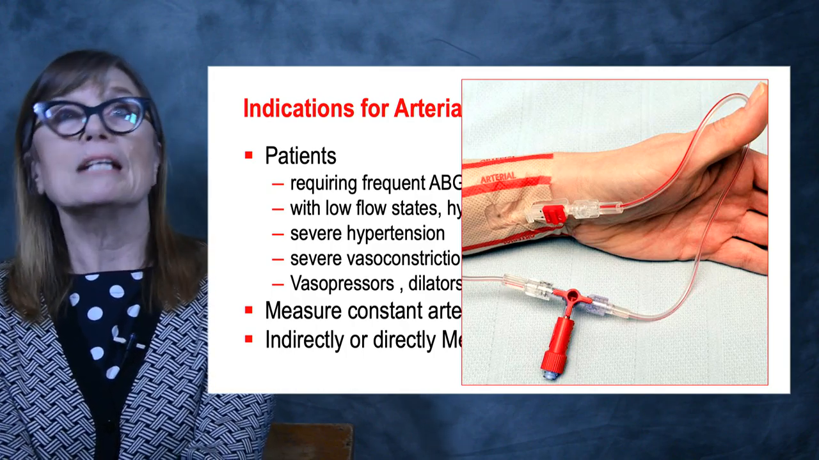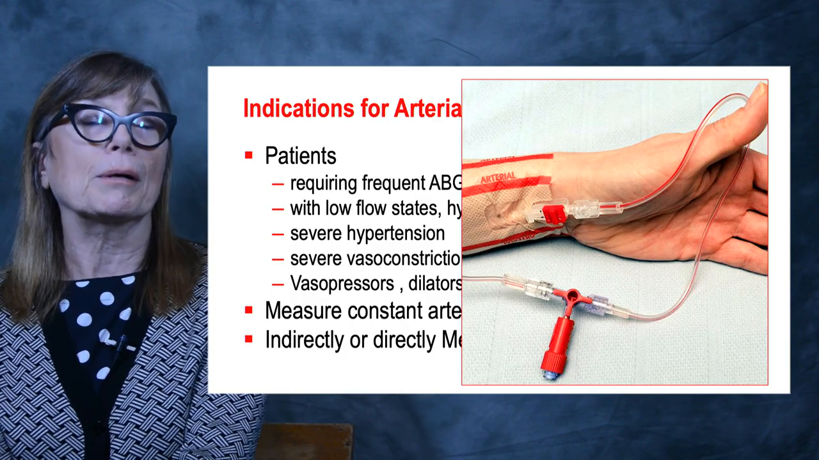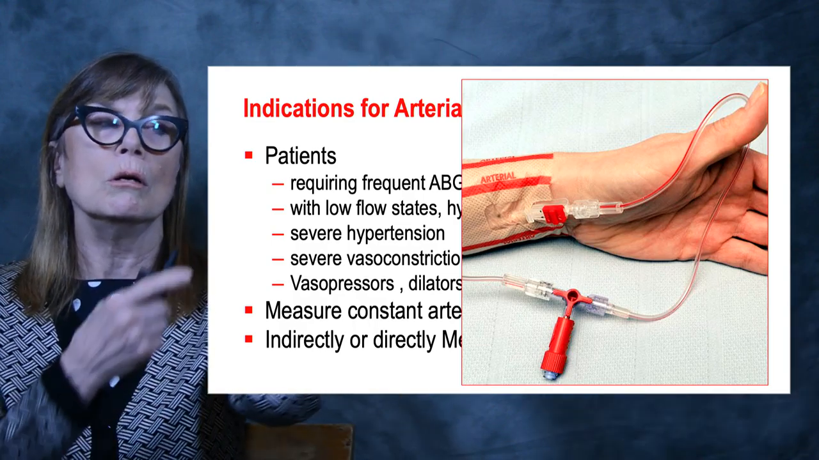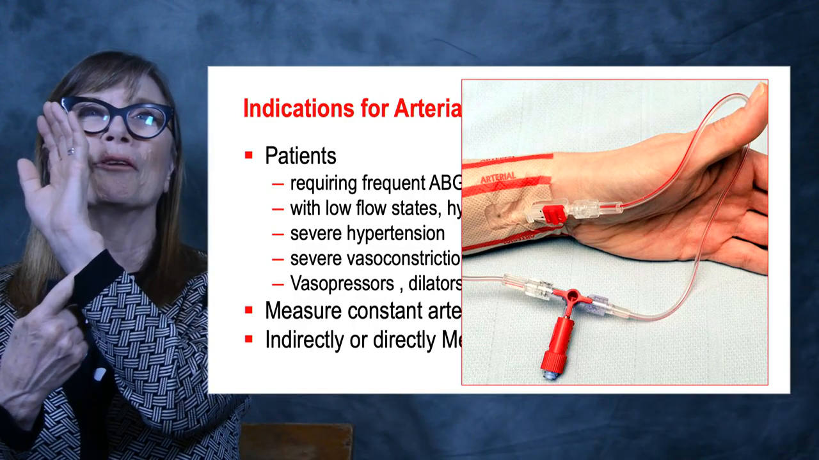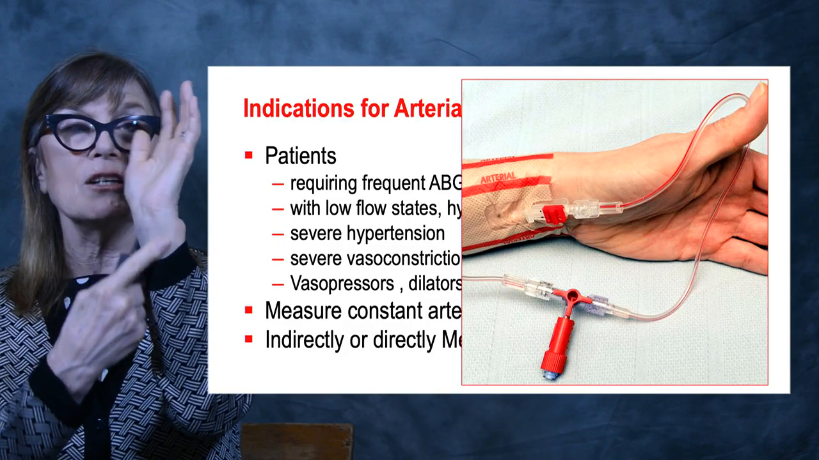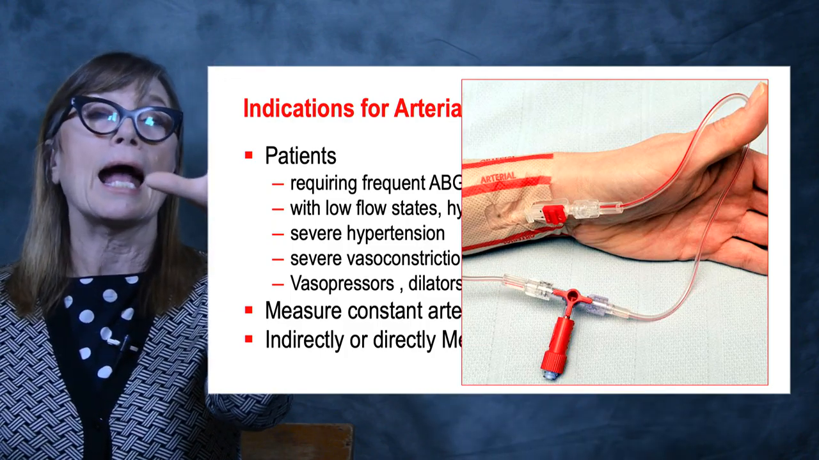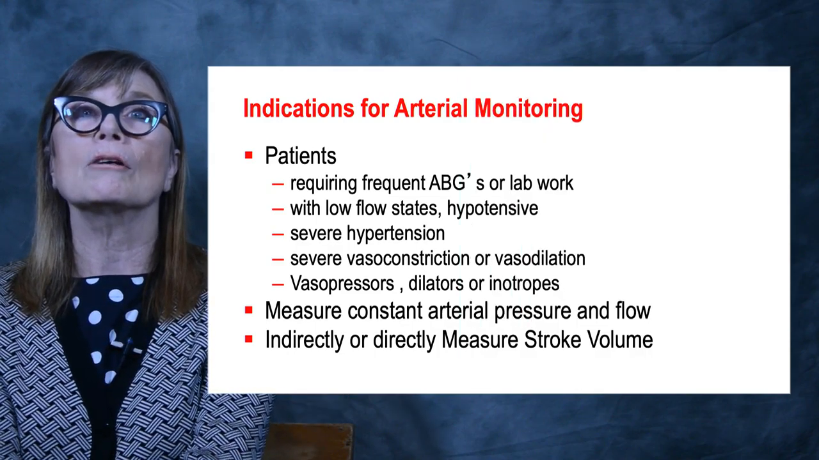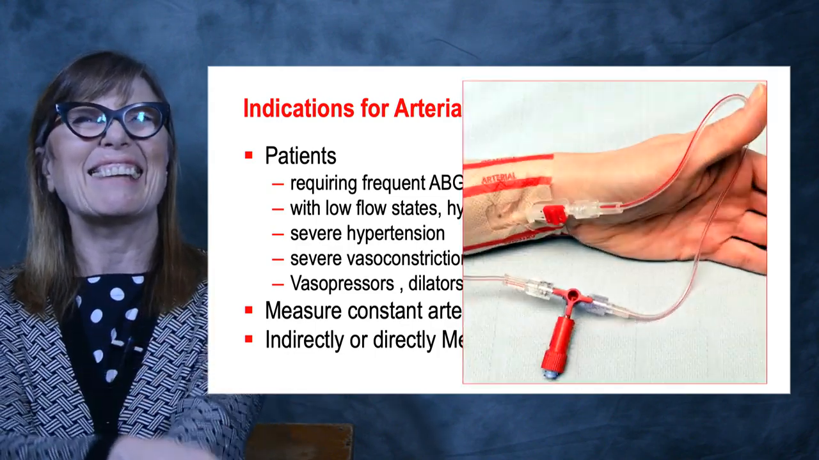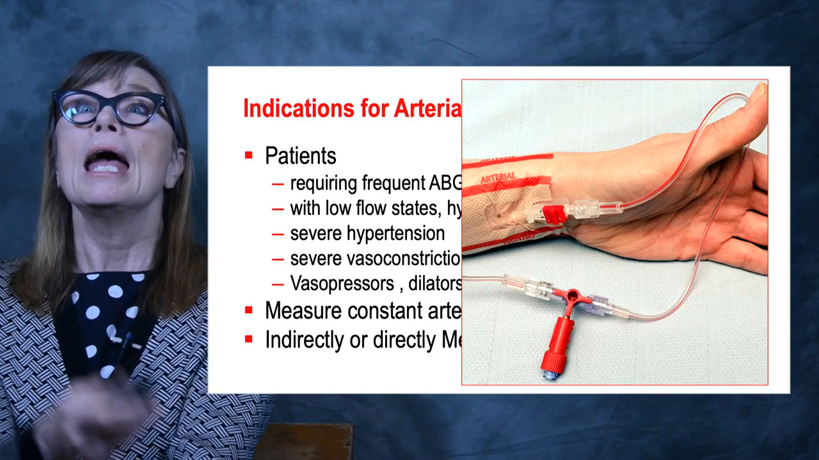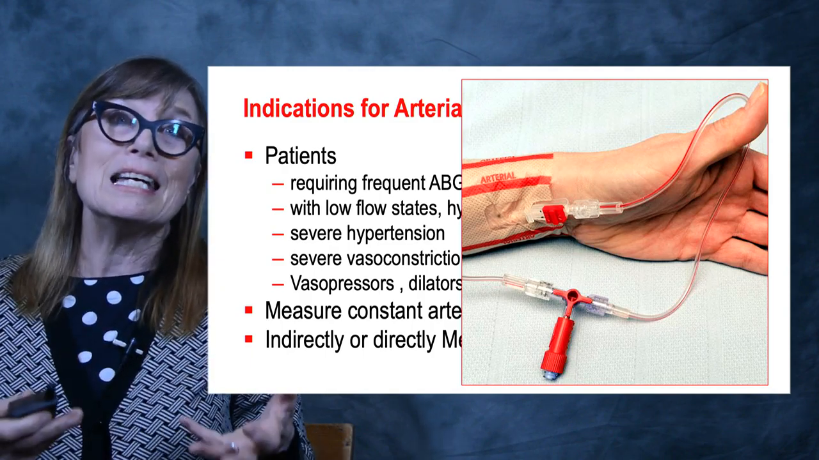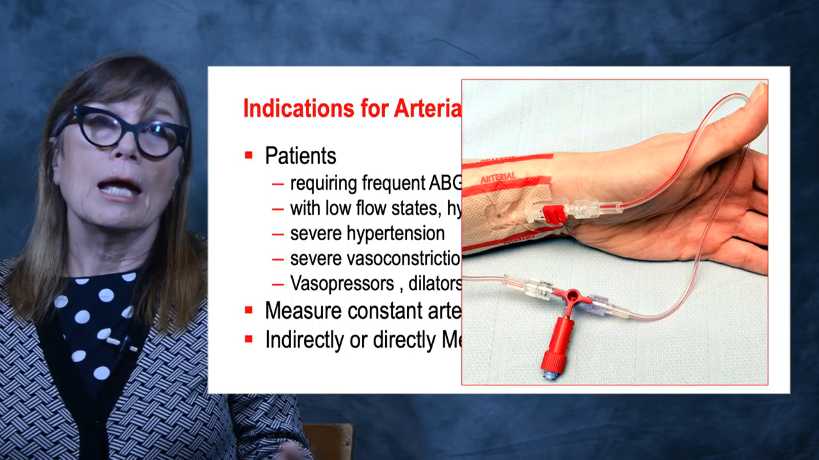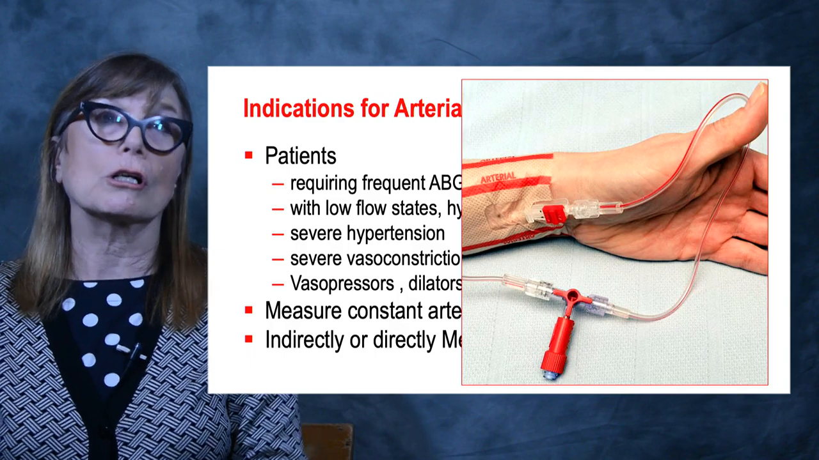So this is what basically our A-line looks like. It's typically placed in the radial artery after some testing has been done to make sure that the other artery, the ulnar artery, which is the one that is on the pinky side, can actually perfuse the hand. That's called the Allen test. And what we want to remind ourselves about when we place that A-line is that that arterial catheter is residing in an artery, and that the potential, if there was a disconnection, is that our patient could bleed to death.